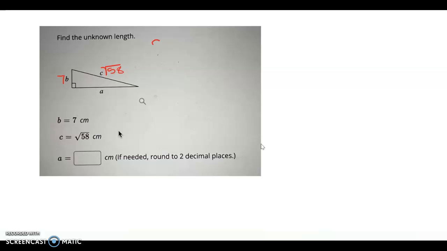Well, if you remember, we have the Pythagorean theorem. A squared plus B squared equals C squared. We can see C is in the hypotenuse spot, so it's all set up correctly. And so we're going to just go ahead and solve this.